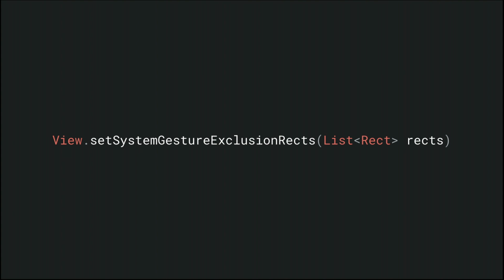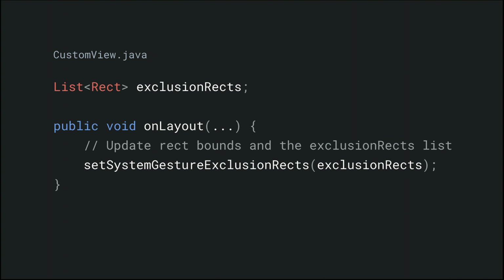Taking a quick look at the API, it's going to be in the view class, and it's called setSystemGestureExclusionRects, and it takes in a list of rectangles where your app will get the touch events first and only. You can use this in onLayout if you have static content that isn't really shifting, or you can set this in onDraw if you want more real-time, frame-by-frame updates.